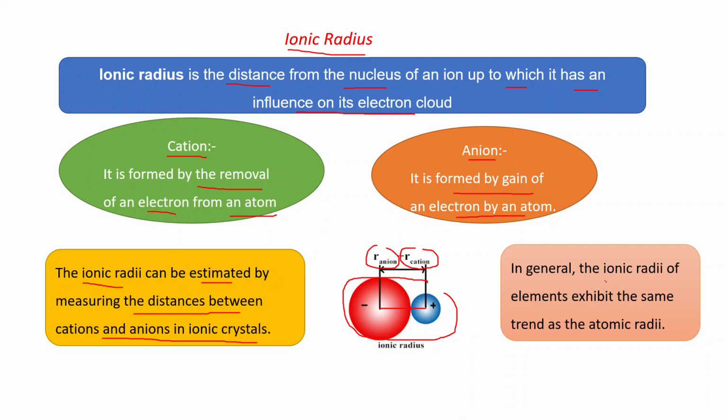In general, the ionic radii of elements exhibit the same trends as the atomic radii. It means if you go from left to right in a period, ionic radii also decrease. And if you go from top to bottom in a group, ionic radii increase.